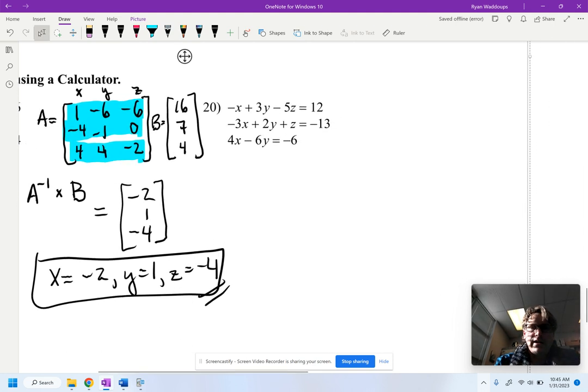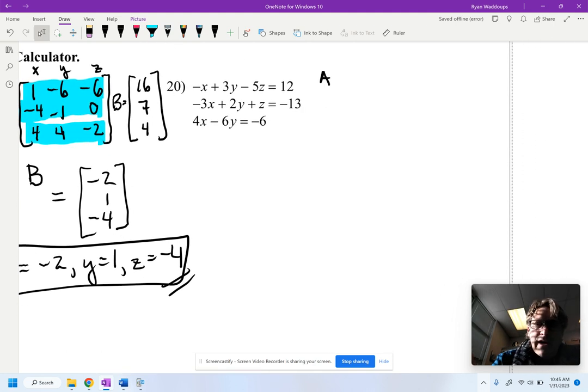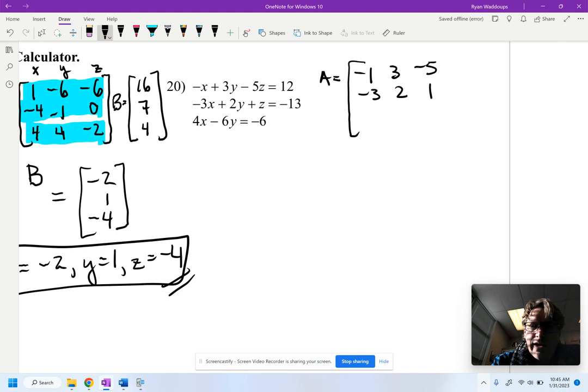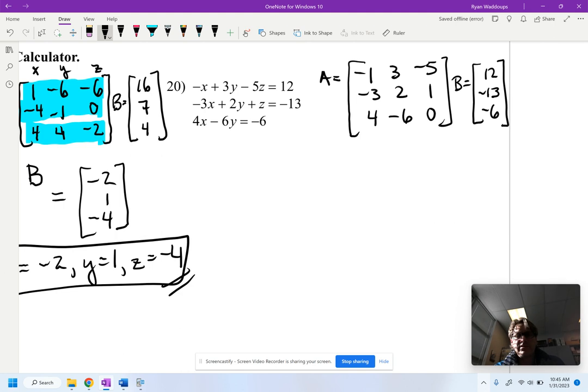We got it going here. A equals negative 1, 3, negative 5, negative 3, 2, and 1. And then 4, negative 6, and there's no z, so we're going to put 0 for z. B equals 12, negative 13, and negative 6. So then we just need to enter those in.